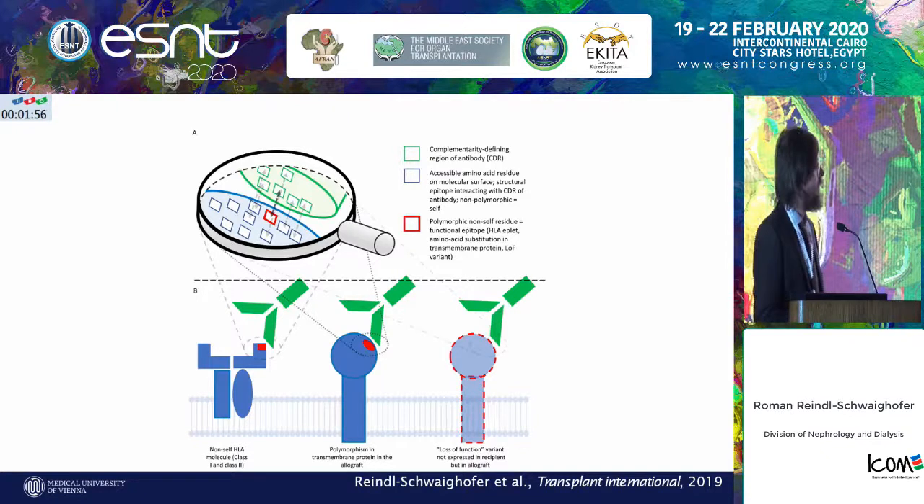So this is kind of the summary slide that includes this epitope concept in HLA and now transforms it to polymorphic residues on transmembrane proteins, and potentially includes also these loss of function variants that introduce a various number of epitopes that are mismatched or that are not present in the recipient and therefore are a potential driver for an alloimmune response. Thank you very much.